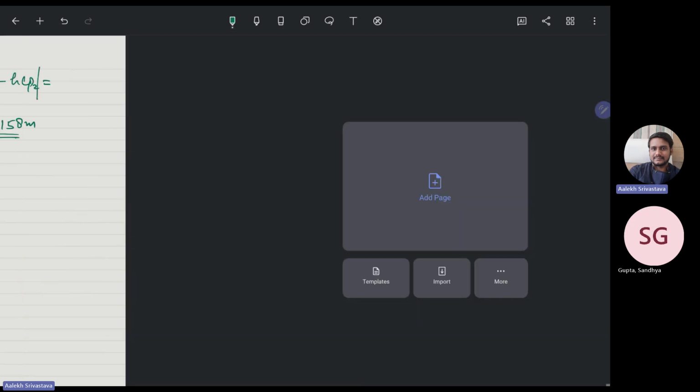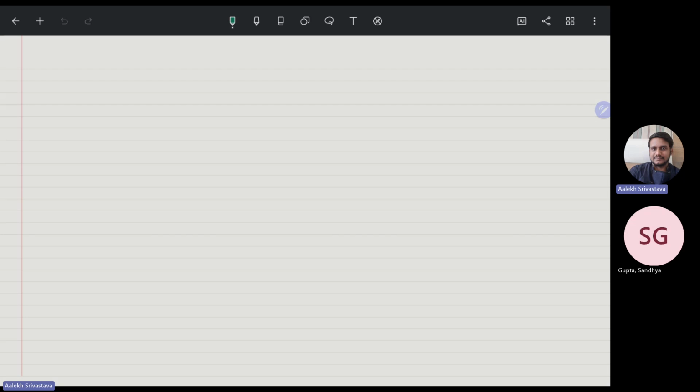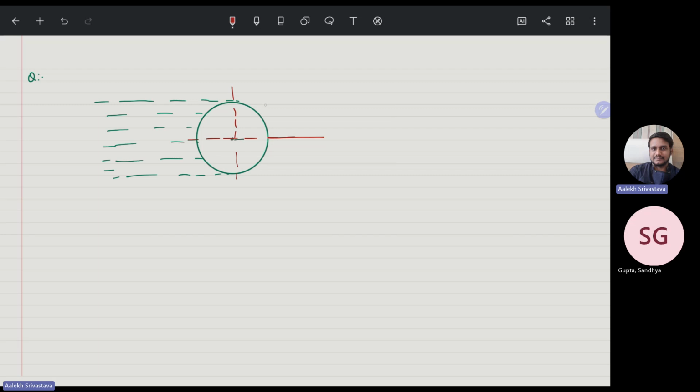Now the next question is, it says you have a liquid that is stagnant on the left side and a sphere like this is placed, and this is trying to stop the liquid from going out, and it is supported. So if you see the picture, it is supported in this way by a support like this.